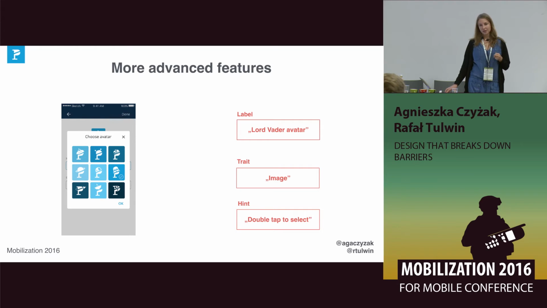We could also change the trait here to image, because by default, the default one would be a button. It depends on the implementation, because if you use a collection view or something like that here, it will just read the button, which is a default trait for the cell, collection view cell or UITableViewCell. And the hint could be double tap to select, just so he knows what to do with it.